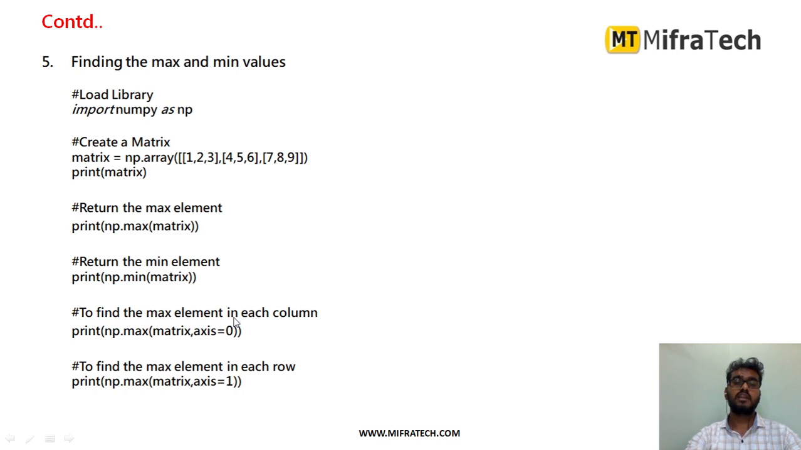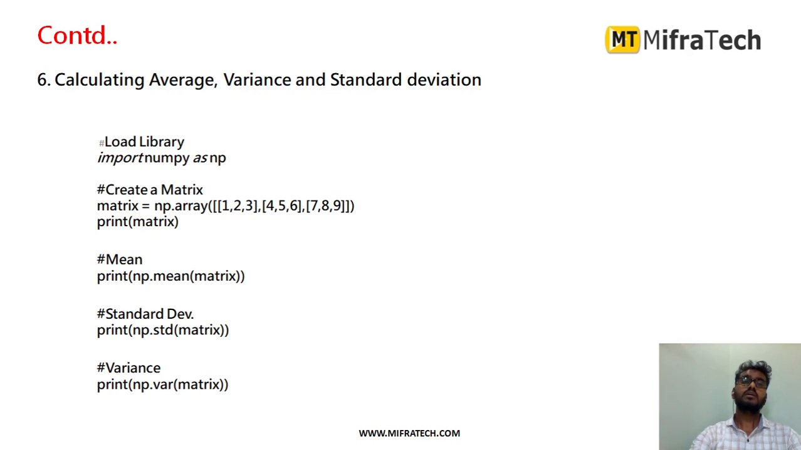We can also find the maximum and minimum value in each column. We just mention np.max of matrix and, in the second parameter, if I mention axis equal to 0, I am going to get the maximum value in each column. When I want to find the maximum element in each row, I can change this axis value to 1, and I'm going to get the maximum element in each row. So this is how we can find maximum and minimum values in a matrix or in a particular row or a column. Now let's see how to calculate average, variance and standardization.